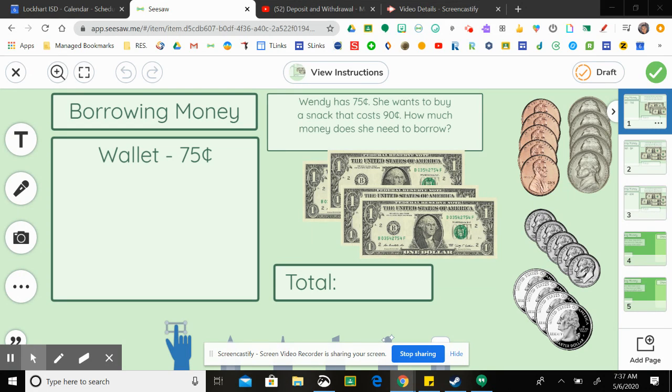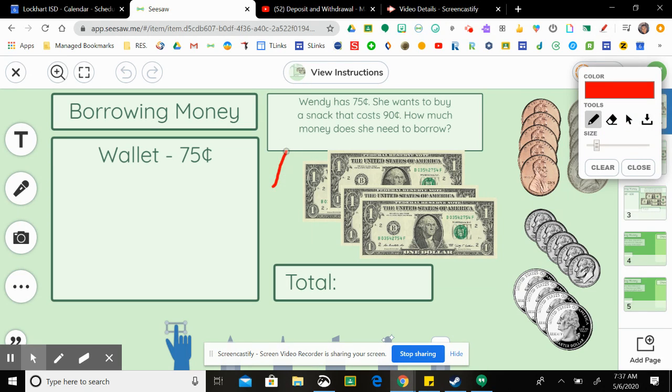What we see here is a word problem. We have a wallet, the total, and some money. What we're focused on right now is reading the word problem first, and then we're going to solve the problem. So Wendy has 75 cents. She wants to buy a snack that costs 90 cents. How much money does she need to borrow?